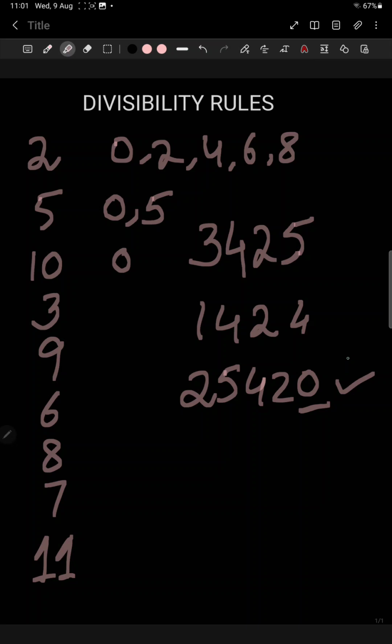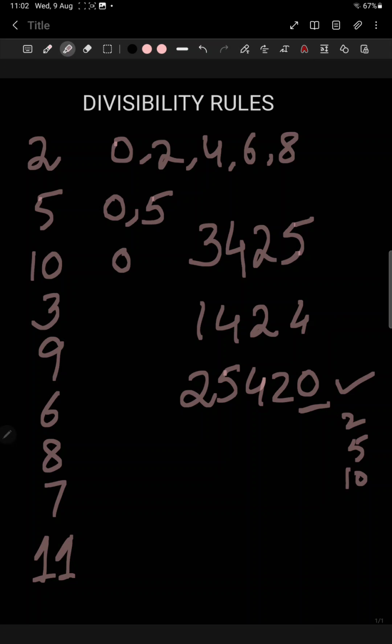So we can see this number, 25,420, is divisible by 2, divisible by 5, and also divisible by 10. So this number is divisible by all three numbers. The middle number is only divisible by 2, and the top number is only divisible by 5.